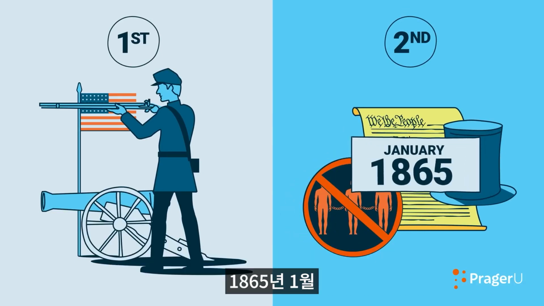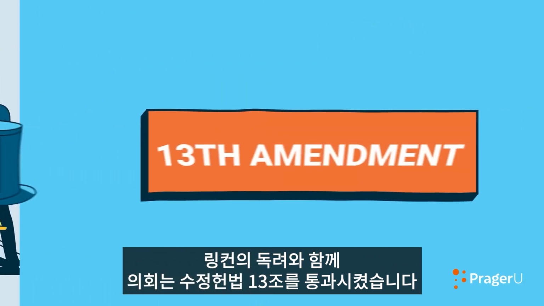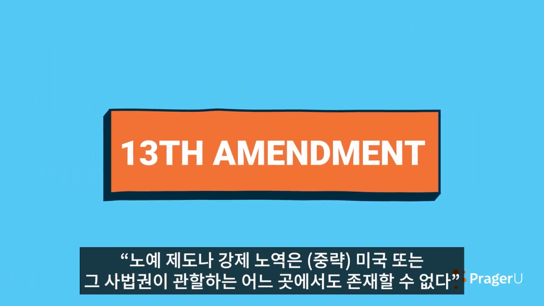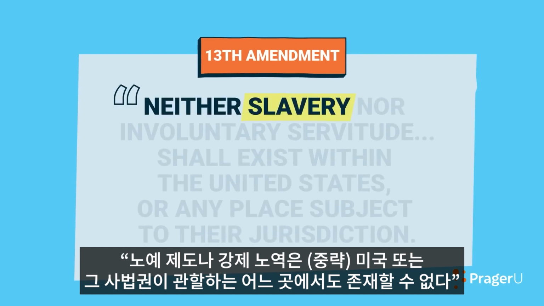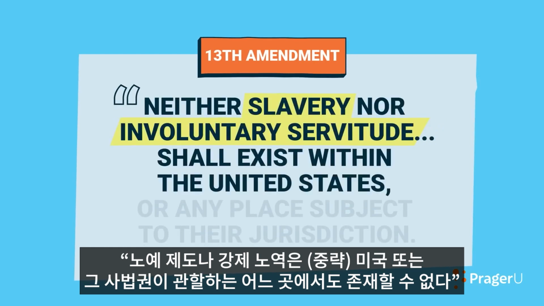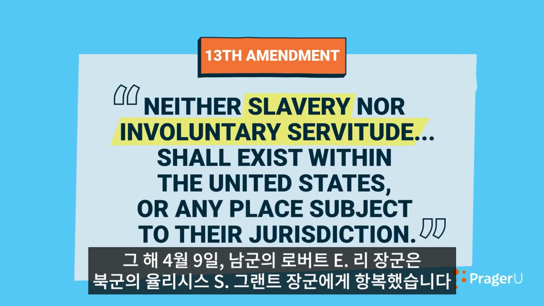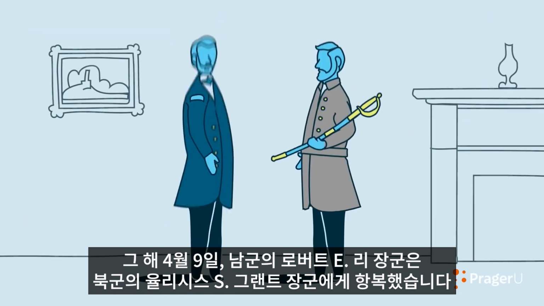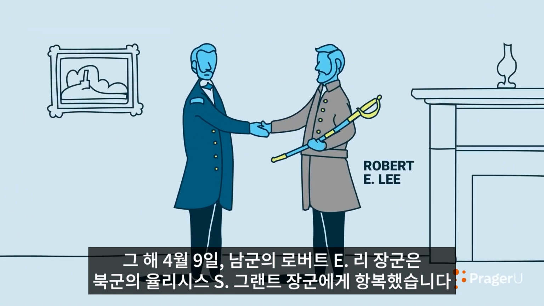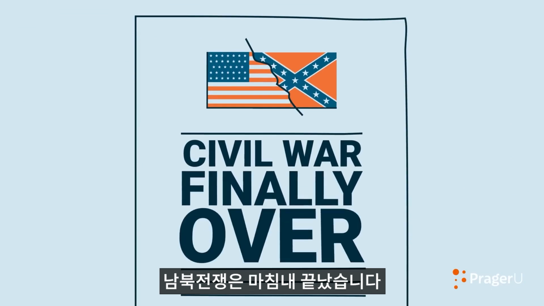In January 1865, with Lincoln's encouragement, Congress passed the 13th Amendment. The amendment proclaimed, "Neither slavery nor involuntary servitude shall exist within the United States or any place subject to their jurisdiction." On April 9th of that year, Confederate General Robert E. Lee surrendered to Union General Ulysses S. Grant. The Civil War was finally over.